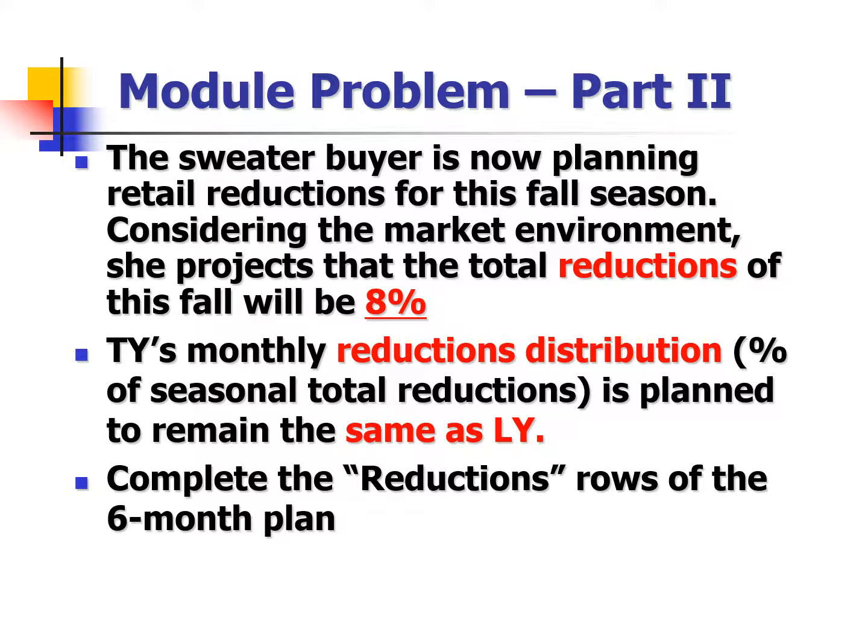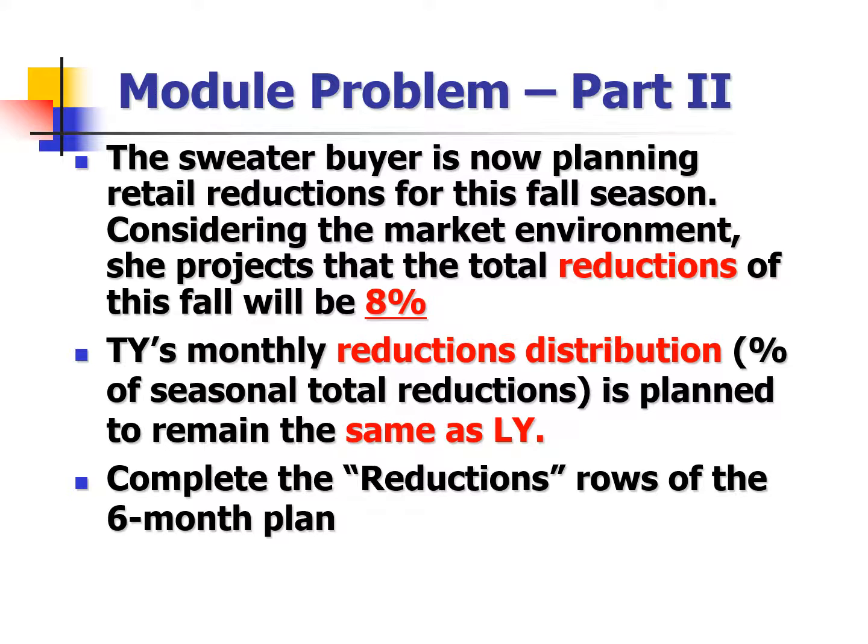Okay, and this year's monthly reductions distribution will be the same as last year's again. So that distribution percent of seasonal total reductions will be the same as last year. For every month, we are given last year's distribution percent, and we apply that for planning for this year.